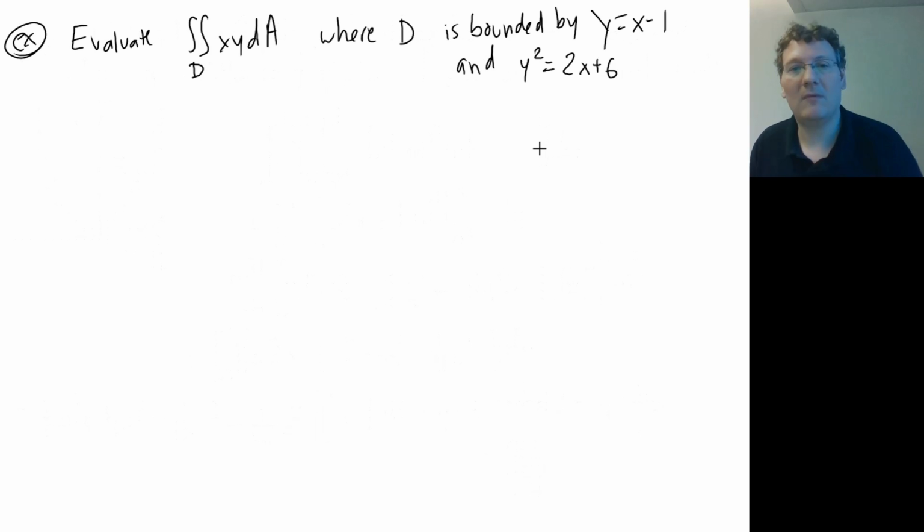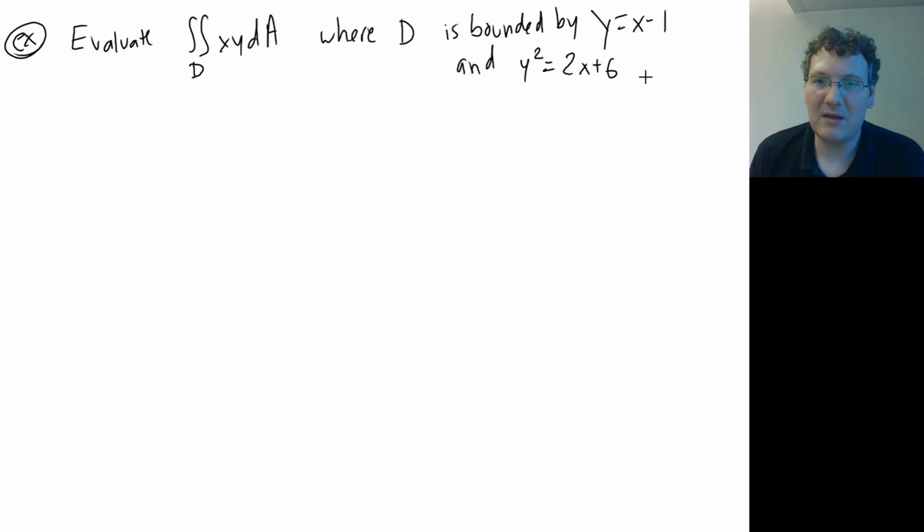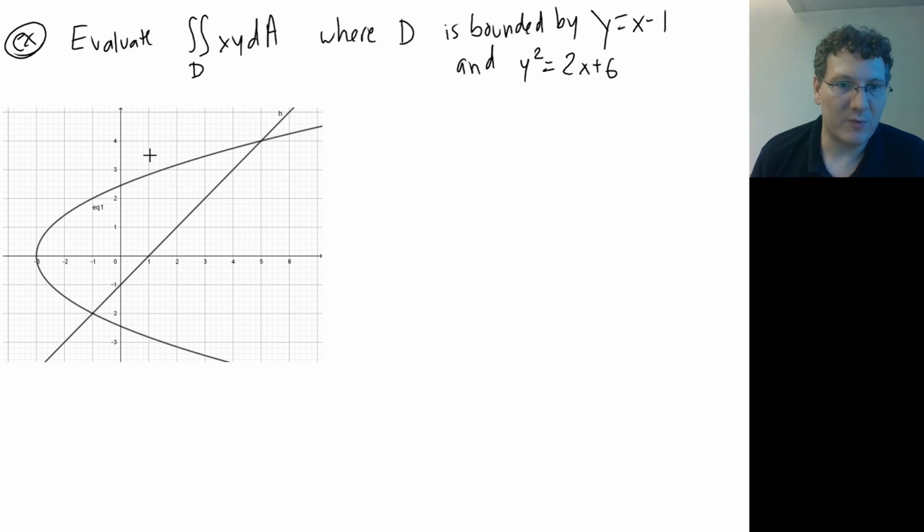All right, let's take a look at this one. We want to evaluate this integral of xy dA, where the region D is bounded by y equals x minus 1 and y squared equals 2x plus 6. So this is a picture of the region D on the xy plane, and you can see the points here that we have intersections. You can calculate this, but you can just trust me that they intersect at 5, 4, and at -1, -2.